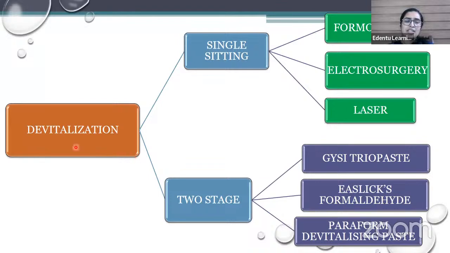Now getting on into the devitalization, for which we have the single sitting, and the different agents which we use are formocresol, electrosurgery, as well as laser. And then we have the two-stage devitalization technique, in which the different materials that we use are Gysi paste, Easlick's formaldehyde, and the paraformaldehyde devitalizing paste. Okay, so just have an idea regarding each of these.